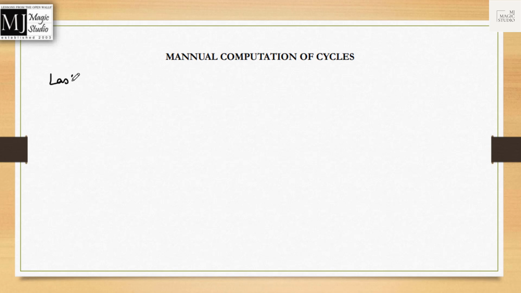Find the last two digits of 36 to the power 726. Now here we need to identify the cycle for 36. Let's see, can we identify that?